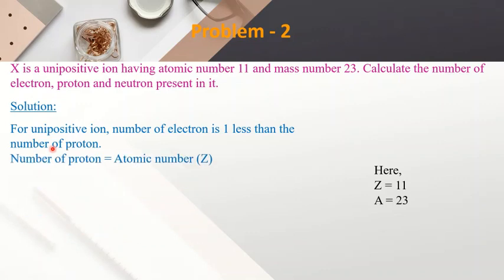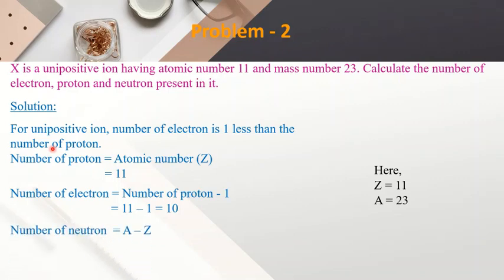So number of proton, that is atomic number, was given 11. So number of proton is 11, and number of electron is 1 less than the number of proton. So number of electron is 11 minus 1, that is 10. And number of neutron is mass number minus atomic number, A minus Z, and it comes 23 minus 11, that is 12. So X has 11 proton, 10 electron and 12 neutron.